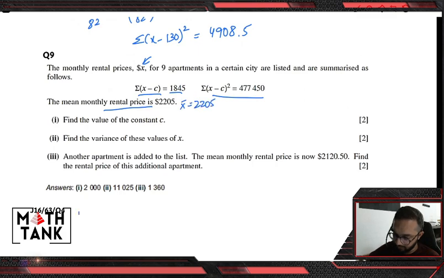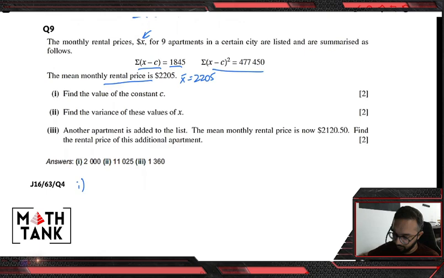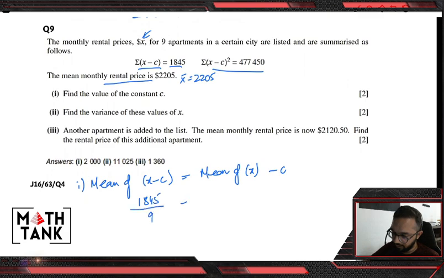The first is asking you to find the value of C. So I'm going to say that the mean of x minus C is basically the same as mean of x minus C outside. So this becomes 1845 divided by 9 equals 2205, that's given in the question, minus C. So 1845 divided by 9, 2205 minus answer. So C is basically 2000.